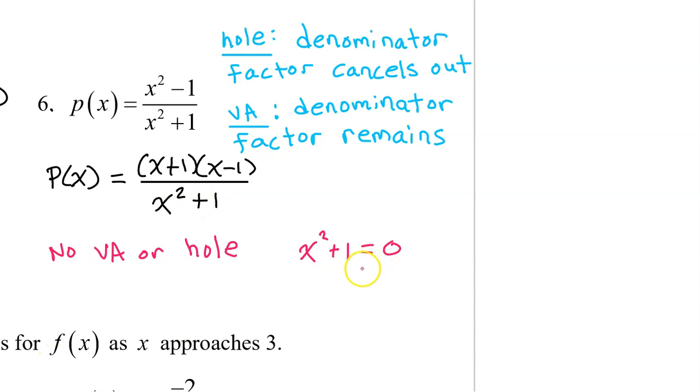Or you can think of it this way. If you try to set x squared plus 1 equal to 0 and solve, you get x squared equals negative 1, and then x equals plus or minus the square root of negative 1, which is i. Imaginary numbers do not give you vertical asymptotes.